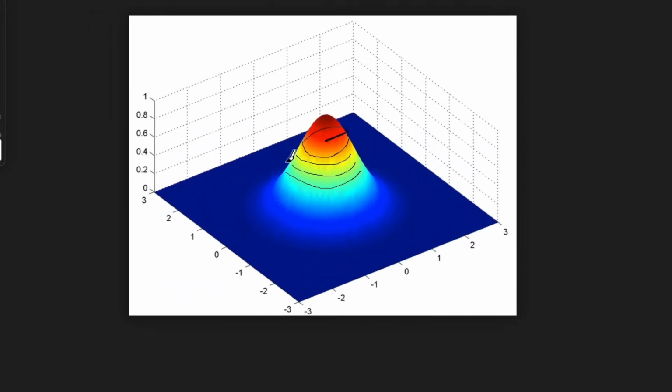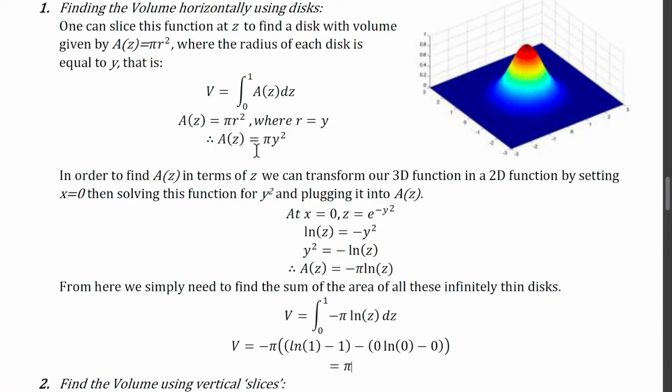So as seen here, there'll be a disc, and they're all infinitely thin. We can then find the area of each of these disks, sum them up and find the whole volume. So the area of one disk will be pi r squared, since they're circles, and in this case the radius is just y. So the area of one disk can be given by A(z), and it's pi y squared.